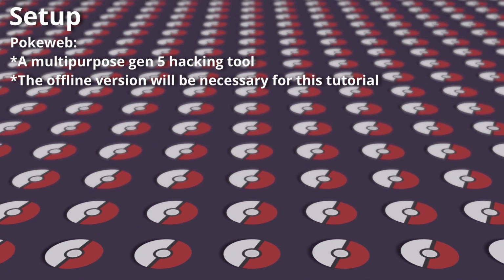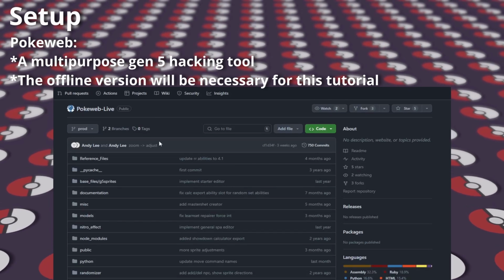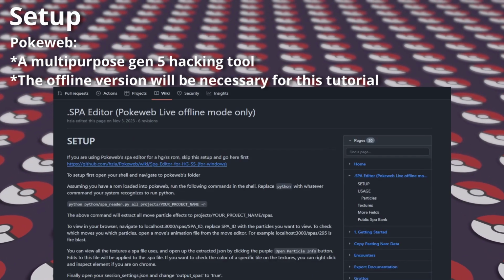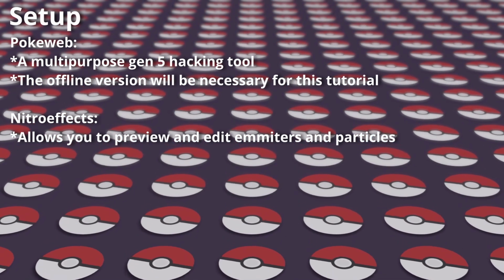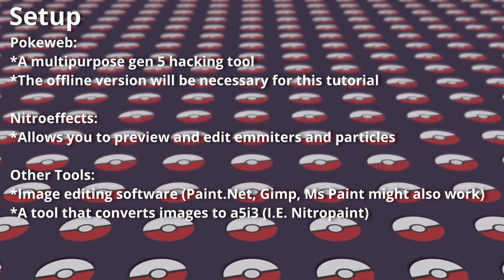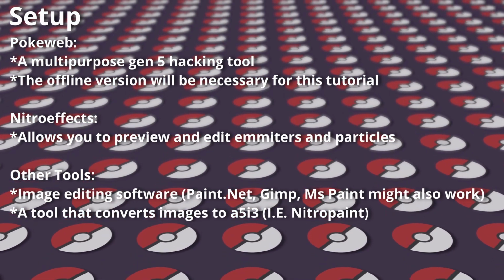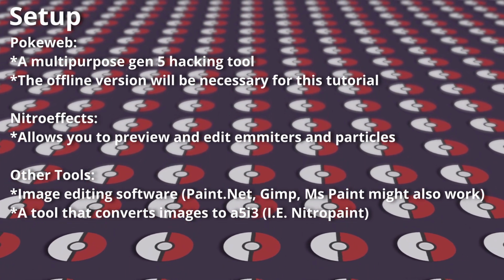For this tutorial, I'm using the offline version of this tool as the SPA editor is unavailable in the online version. Speaking of which, if you want to do SPA editing, you'll need 3 more tools. Before that, you'll need to follow instructions to enable SPA editing on the wiki section of pokeweb's GitHub page. First, you'll need to know how to use Nitro Effects Maker, which should come with the offline version of pokeweb. If you want to make custom sprites for your animation, you'll need to use both an image editing software and a way to convert that image to an A5 i3 format. In my case, I use Paint.net and NitroPaint respectively.